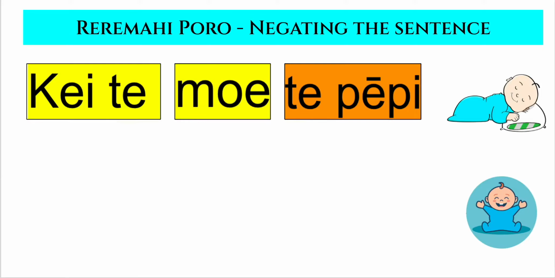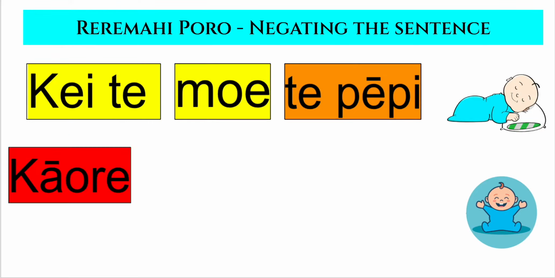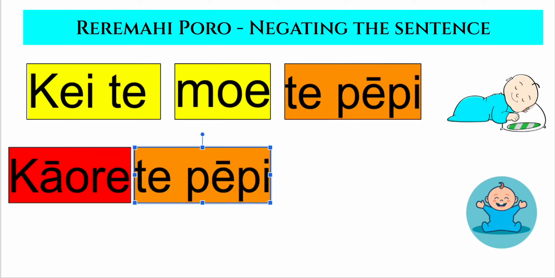So here we have our sentence, kei te moe te pepe. In order to negate this sentence, we're going to need a negation word, and for reremahi, the negation word is kaore. So let's pop it in there. The next part of the sentence is the kaimahi, which is the pepe, comes forward in the sentence to sit just after the negation word.